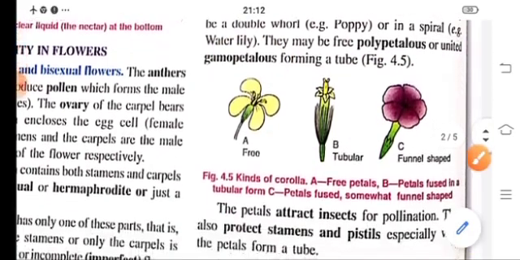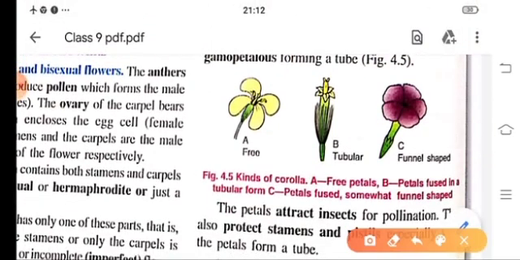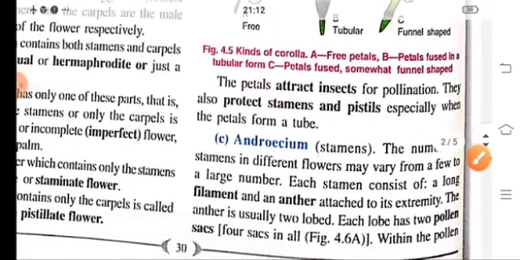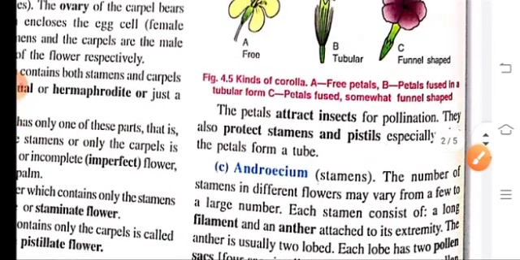Like here, see free petals. Again, we can easily count these petals. So this is polypetalous. And fused together, see here, tube-like structures are formed by the petals. So they are fused together, and it is a gamopetalous condition. Here see also, this is also showing gamopetalous condition. Now the function of these petals is to attract the insects for pollination. They also protect the stamens and pistils when the petals form a tube-like structure.